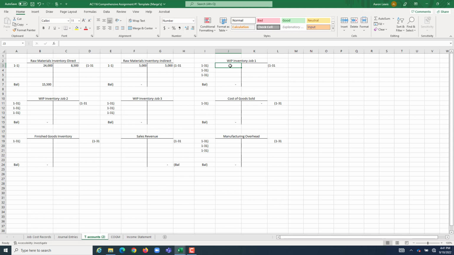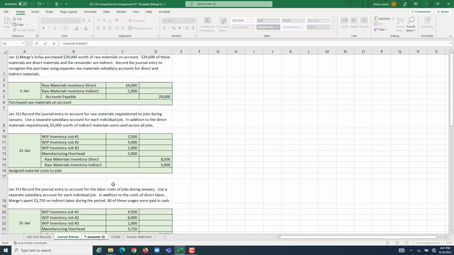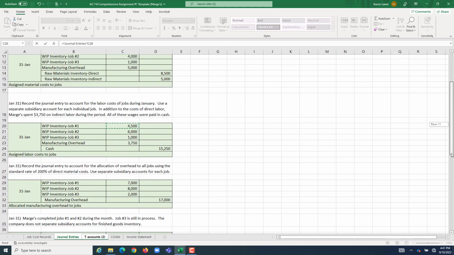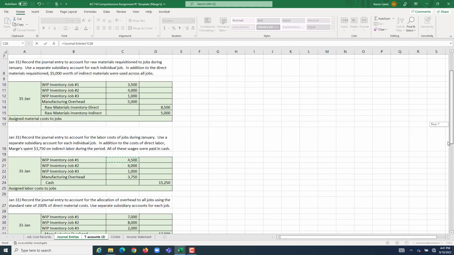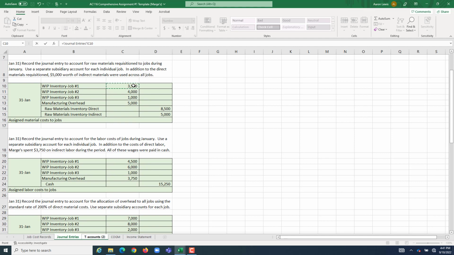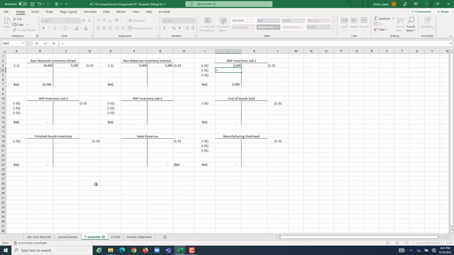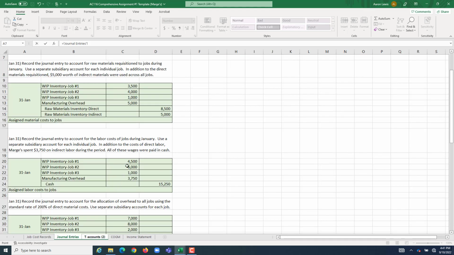Let's bring those debits on over to our T's. So WIP inventory job 1 equals our first entry. We debited that account for $4,500 when we assigned $4,500 worth of material costs to that particular job. Nope, that was labor. Sorry, $3,500 worth of material costs to that particular job. There we go. So let's bring that $3,500 debit over. Getting ahead of myself, but we'll bring that $4,500 debit for labor costs to job 1 over as well.